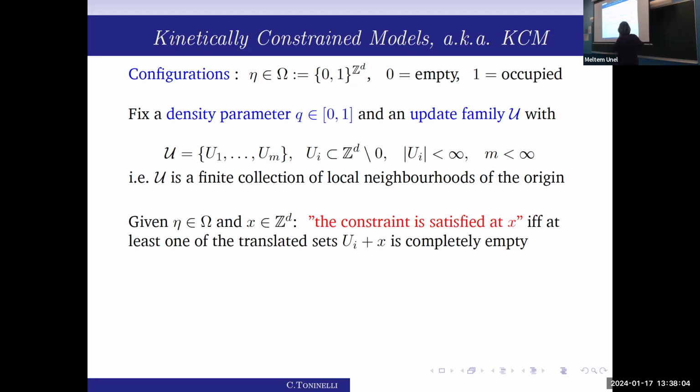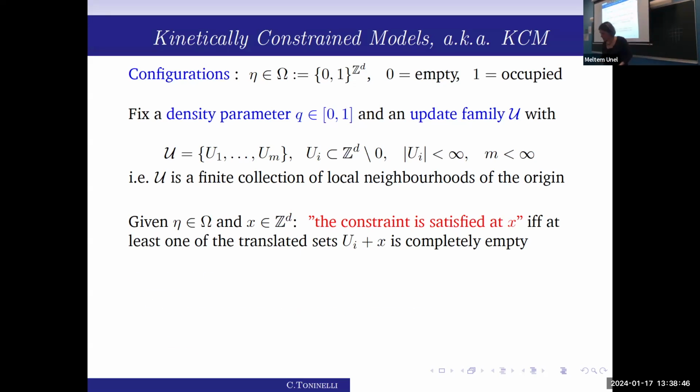To decide that, I have my lattice, and I'm looking at the site x here. In order to decide whether the constraint is satisfied or not, I take this finite collection of local neighborhoods of the origin, examples just in the next slide. I translate them around this site, so they do not contain the origin. So I will translate them here, so they won't contain this site x, they will be around it. And the constraint is satisfied if at least one of these sets is completely empty in the chosen configuration.